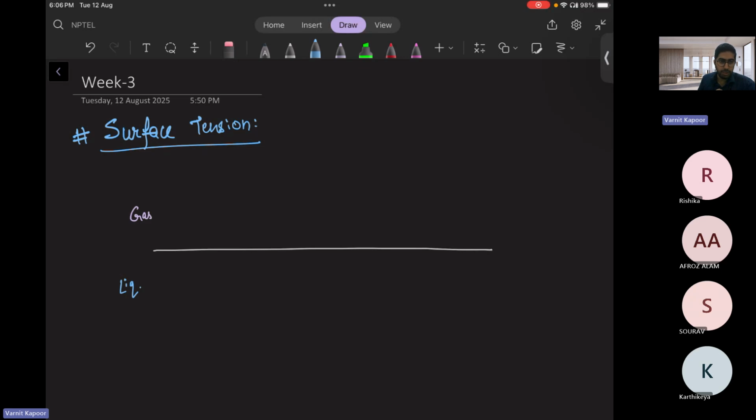So eventually there will be liquid molecules. Let us say some liquid molecules are here, some are like this, whereas some of the liquid molecules will be here as well, at the interface of the gas and liquid.